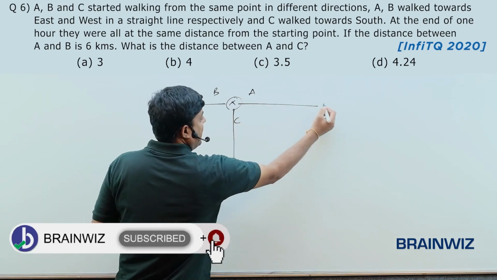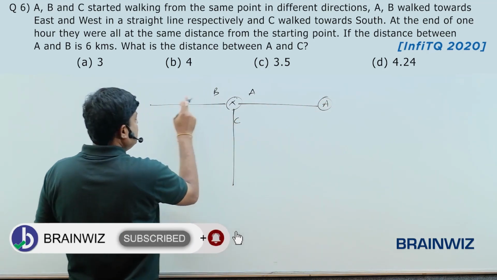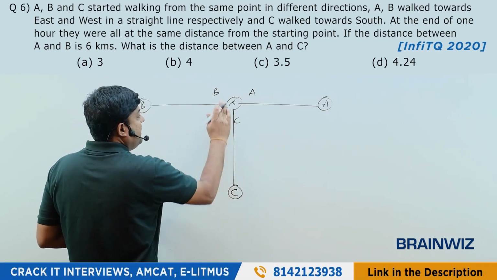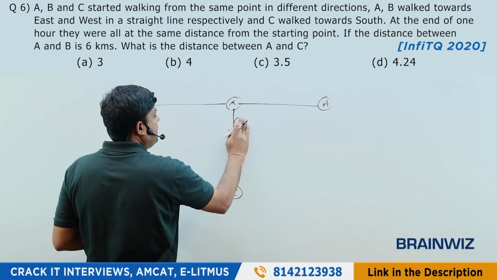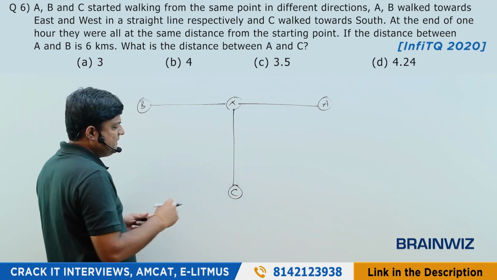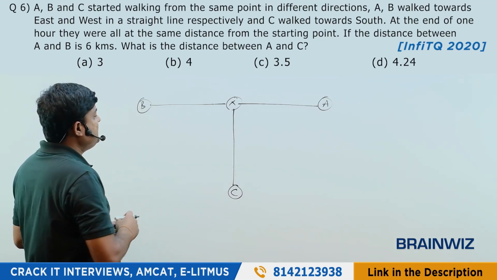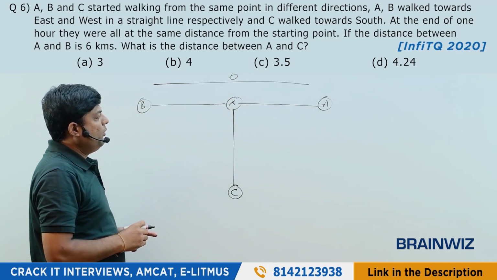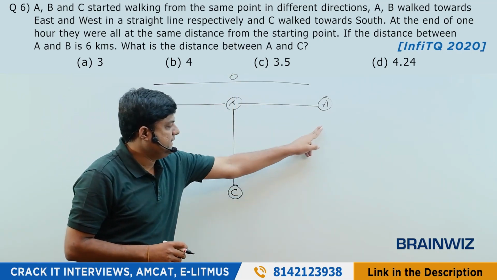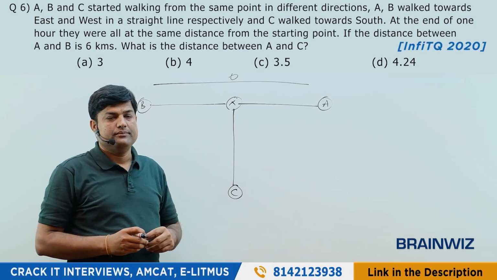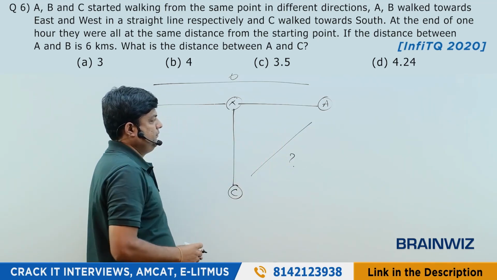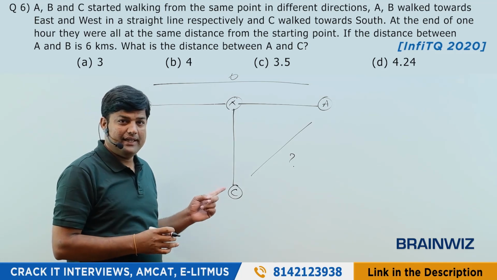And he has given one small hint. The person A have come here. The person B have come here. And the person C have come here. He told you when these three people have come to their respective places. Hint is, if the distance between these two is 6 kilometers, what is the distance between A and C? So this is what the distance we want. Again, right angle triangle. I think you're understanding.